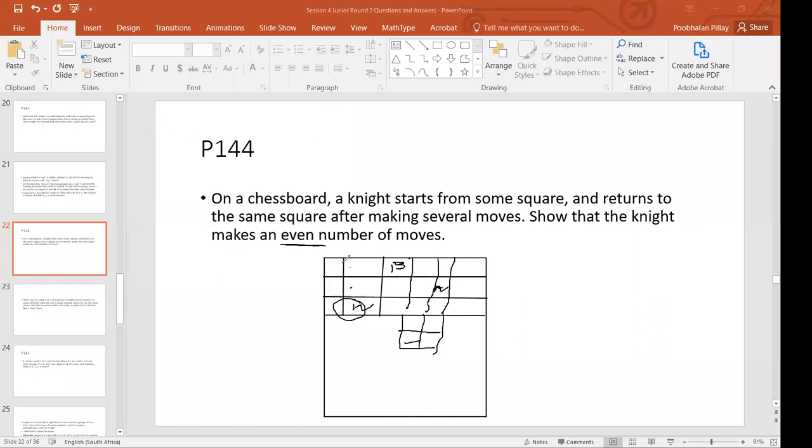So you have to argue that out. Each time he moves, he changes color, but that's not enough. You must say each time he moves, he changes color, but he has to make 2 moves to come to the same color. Every 2 moves, he comes back to the same color. Since he eventually comes back to his starting point, he must have made several pairs of moves to come back to that. And a number of pairs of moves will be an even number.